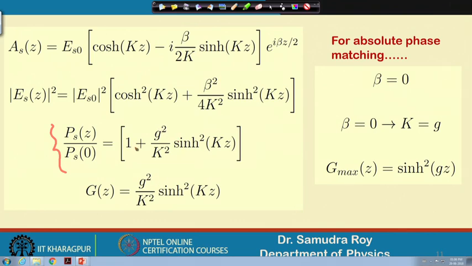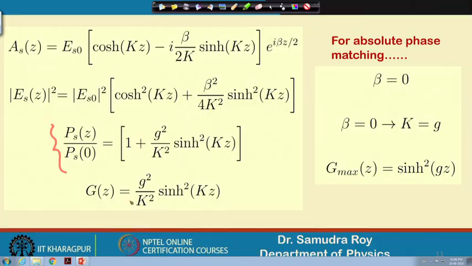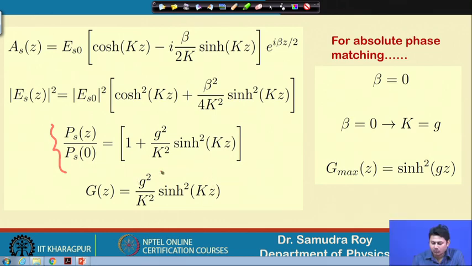Whatever the value we have at z equal to 0 for P_s, the same value we have for z, and this gain value will get a maxima when there is absolute phase matching, that is beta is equal to 0. For beta equal to 0, we have a maxima of gain, which is sinh square gz. So, this is the standard expression for gain for 4-wave mixing in optical fiber. So, we just derived these things and understood how the parametric amplification can be generated in optical fiber, and there are certain phase matching conditions.